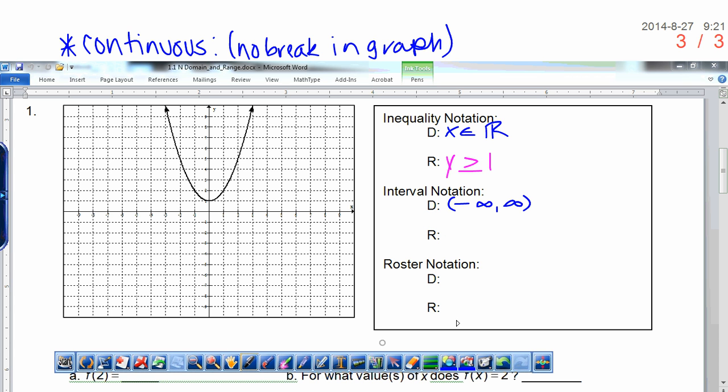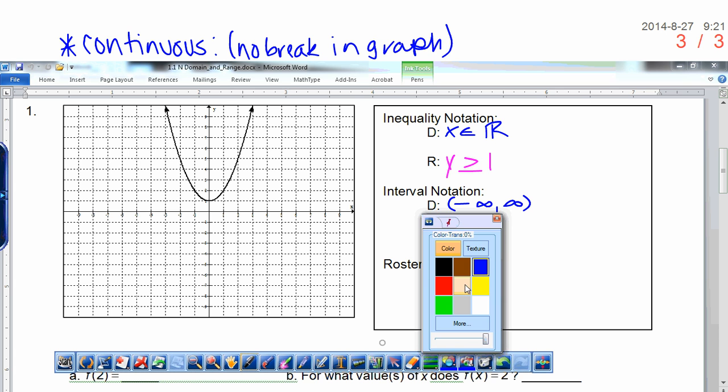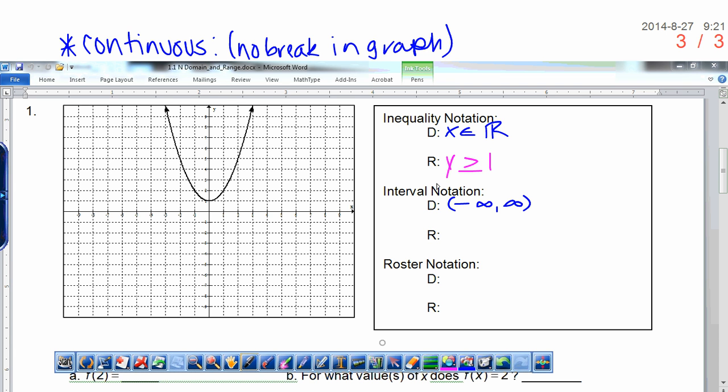What about the range, you think? What's the bottommost number of the range? 1. Can we hit 1? It's bracket 1, comma, infinity, parenthesis. Perfect. It's from 1 to infinity. 1 is the lowest, infinity is the highest, and we can equal 1.